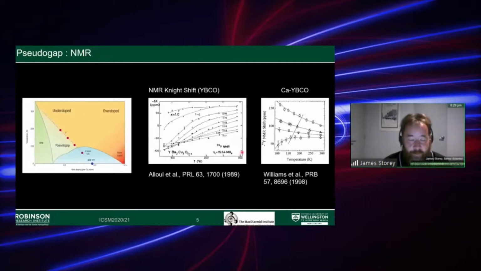So the first evidence for the pseudogap came from these NMR measurements, where a downturn is observed in the NMR Knight shift as doping is reduced, signifying a gap in the spin degrees of freedom. These later measurements on the right show that the downturn sets in just below 0.2 holes per copper in YBCO.